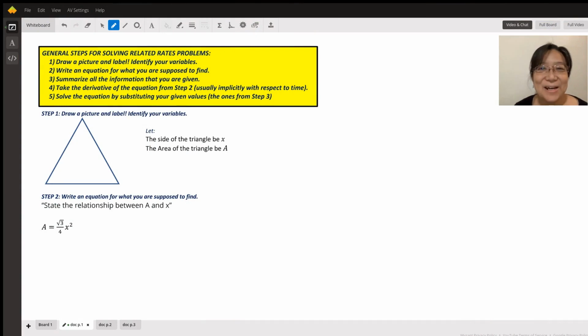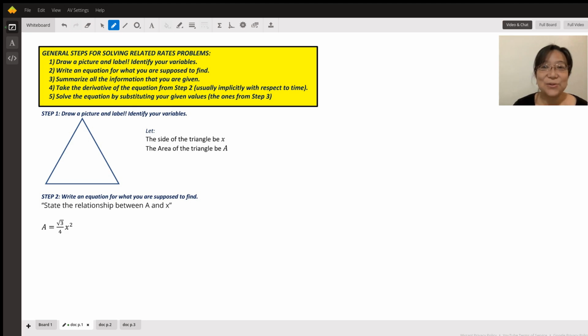Hi, Haru. We are going to solve the related rates problem that you posted about how the area of an equilateral triangle is changing as the sides are changing. So if you have a moment, pause the video and please write down the general steps of how to solve related rates problems in your notebook.